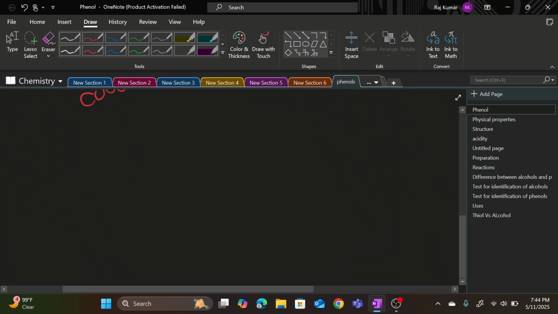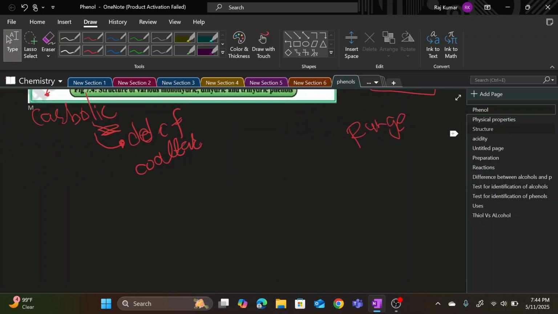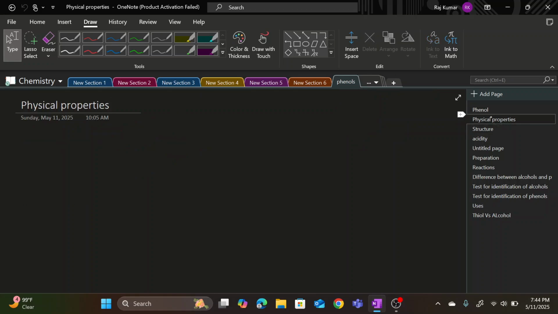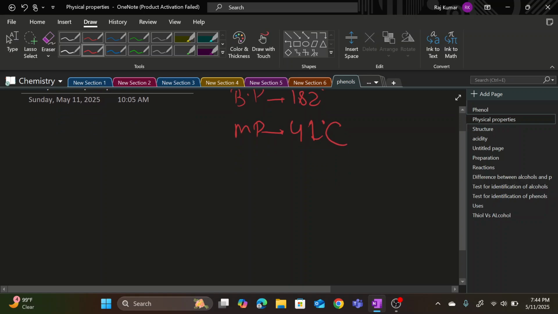Now, let's move on to the next part, which is some physical properties. Phenol has a boiling point of 182 centigrade, while the melting point is 41 centigrade. In terms of its characteristics, it is a sparingly soluble solid.